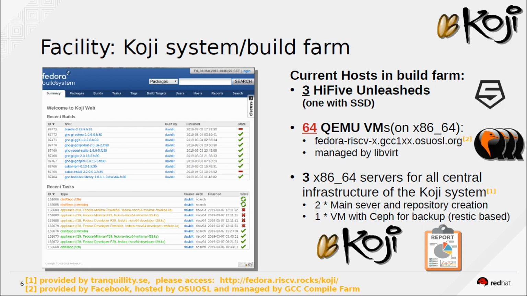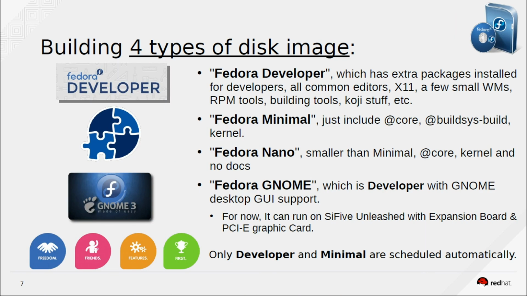So you can check these things. You can click this icon and get into the website. You can check all the jobs and all the hosts. We also have 3 servers as a central infrastructure of the Koji system. So right now we are building 4 different types of package imaging.